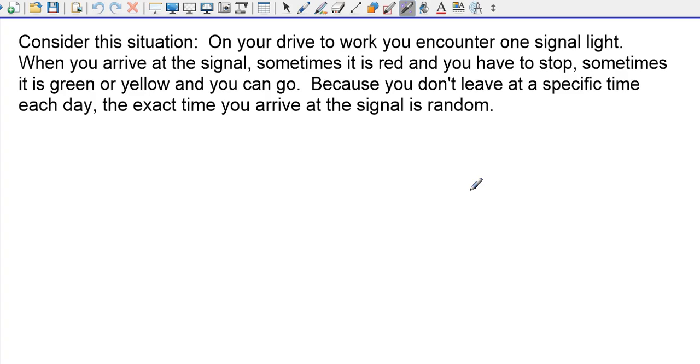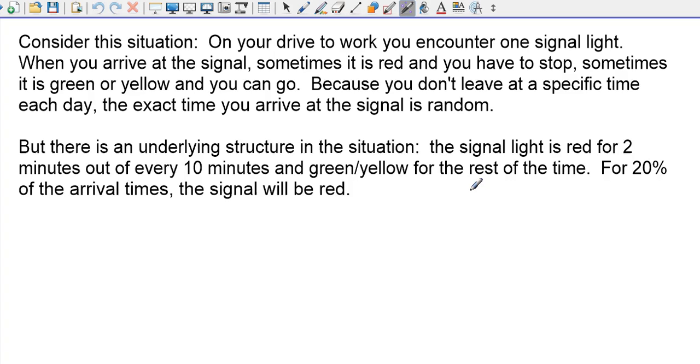On your drive to work, you encounter one signal light. When you arrive at the signal, sometimes it's red and you have to stop, and sometimes it's green or yellow and you can go. Because you don't leave at a specific time each day, the exact time you arrive at the signal would be random. But there is an underlying structure in the situation.